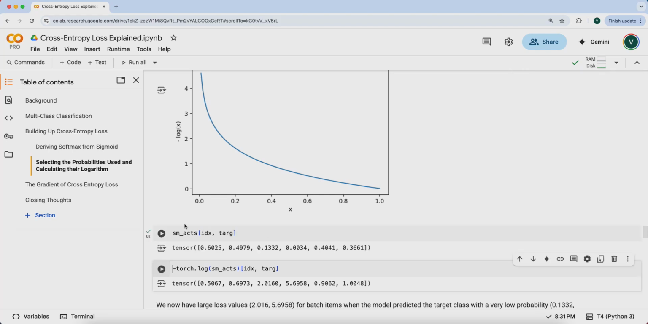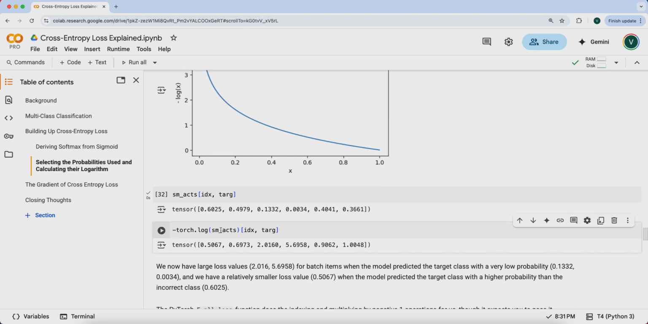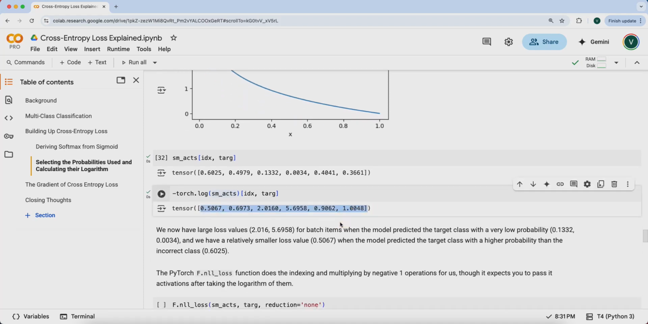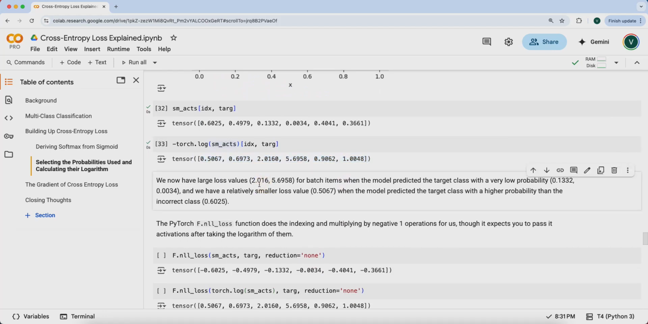So here are my softmax activations. I pass my softmax activations through -torch.log. And now I get the loss values. Let's look at some of these loss values, right? So here, the target label has a very low, under 50% probability. And for that reason, we have penalized it with a relatively large loss. Here is a very confident, very wrong prediction for the target label. And we can see here that it's penalized even more than this, right?